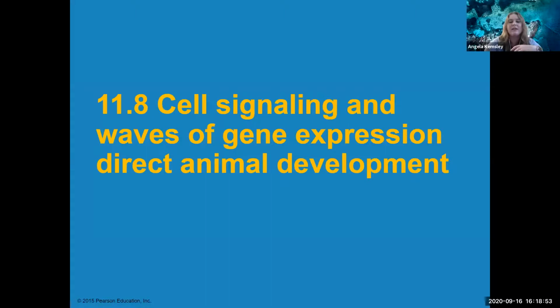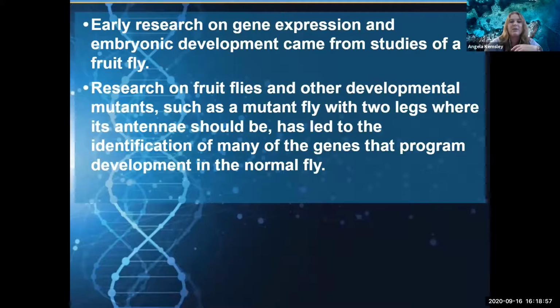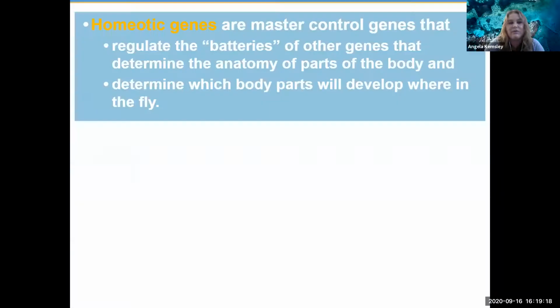All right, so cell signaling and waves of gene expression direct animal development. We're going to be talking about fruit flies a little bit. Early research on gene expression and embryonic development came from studies of fruit flies. Research on fruit flies and other developmental mutants, such as a mutant fly with legs where its antenna should be, has led to the identification of many of the genes that program development in the normal fly.